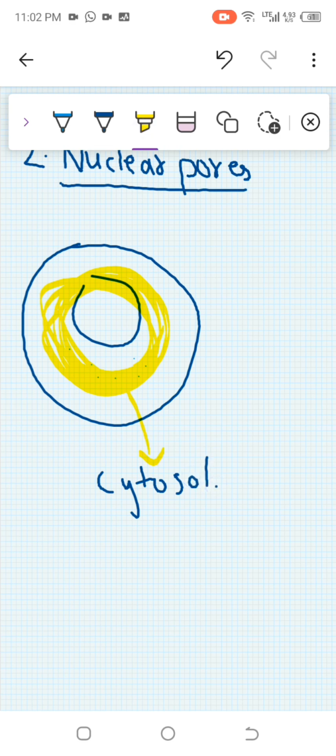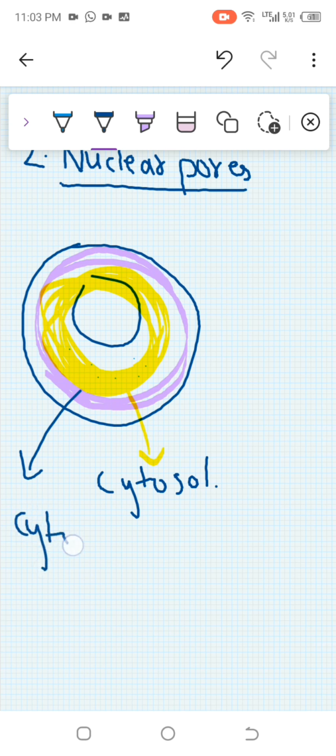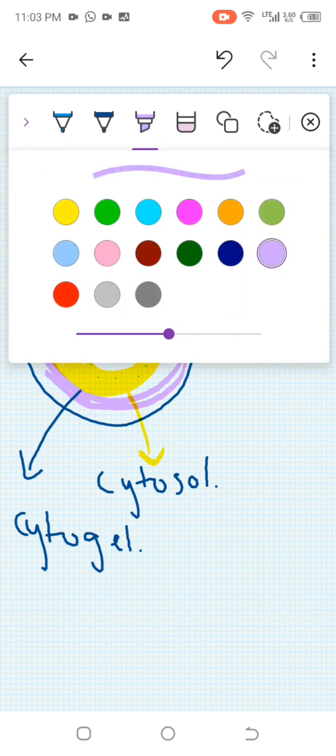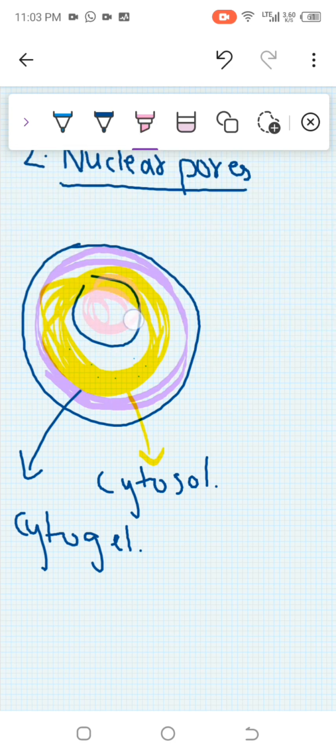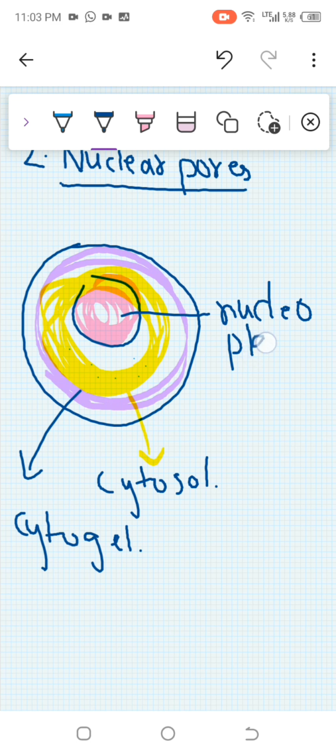While here at the end of this membrane we have another fluid that is known as cytogel. Inside the nucleus we have a fluid known as nucleoplasm. Cytogel is the fluid present near the plasma membrane and it is more viscous, very thick. So mostly the organelles are present in the cytosol.